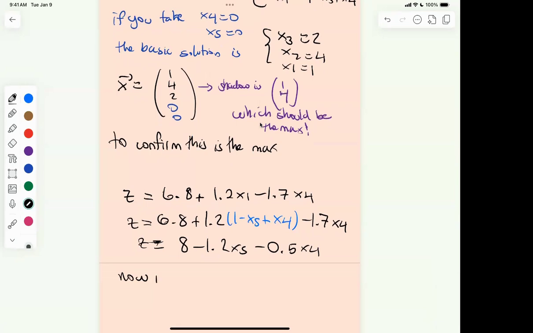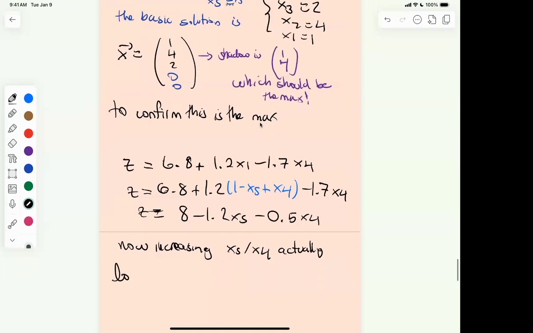Now increasing x5 or x4 actually lowers z, because their coefficients are negative. So the best you can do is keep them at 0.